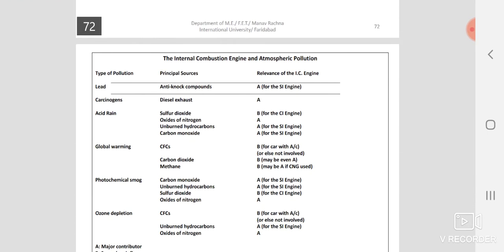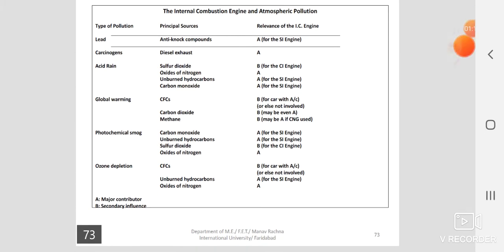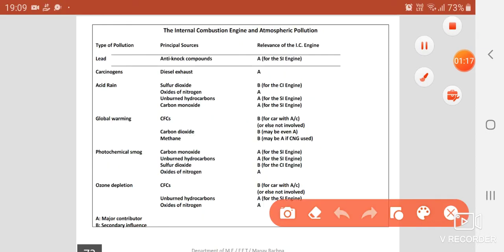This you can see, lead in front of you with the antiknock compounds. What is given is antiknock compounds. This is lead I'm talking about, and this is antiknock compound. A is major contributor, B is secondary influence. So when lead is used as antiknock compound, it is the major contributor in case of SI engine. So it decreases knock to a large extent. But the problem is that lead is poisonous. So that creates a lot of problems for human beings.